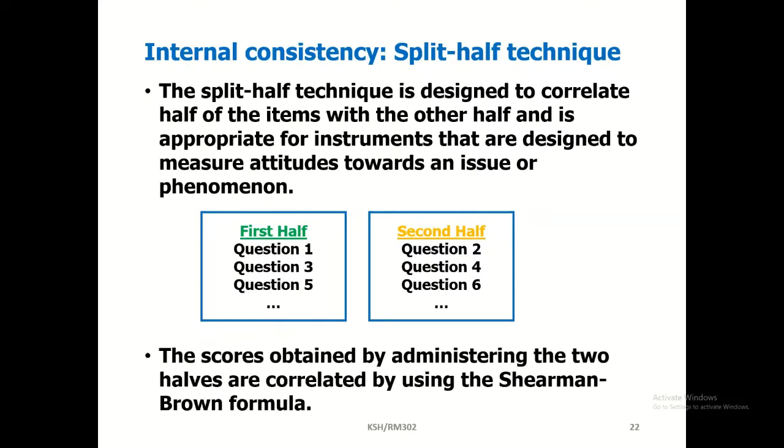Kumar suggests using the Spearman-Brown formula to correlate the two halves. Other sources recommend the Pearson's correlation coefficient. All these statistical tests are available on SPSS. If the two means correlate, the instrument is said to be reliable, with all the items consistently measuring the same concept.